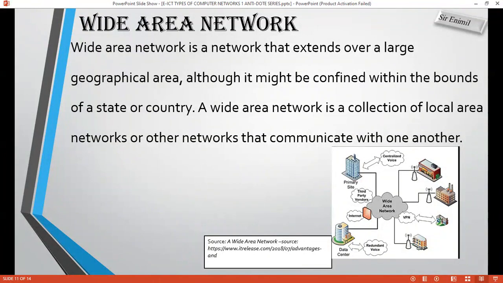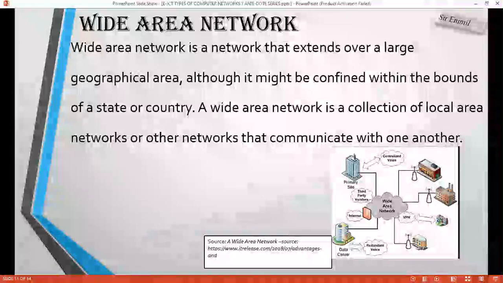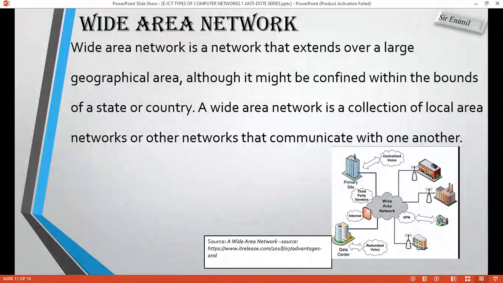But a wide area network in a specific country means that it covers the entire country, not a city, not a town. Once you are covering cities and towns, that's a metropolitan area network. But if you are covering the entire country or the entire state, that is a wide area network. So let's get the types of network straight.